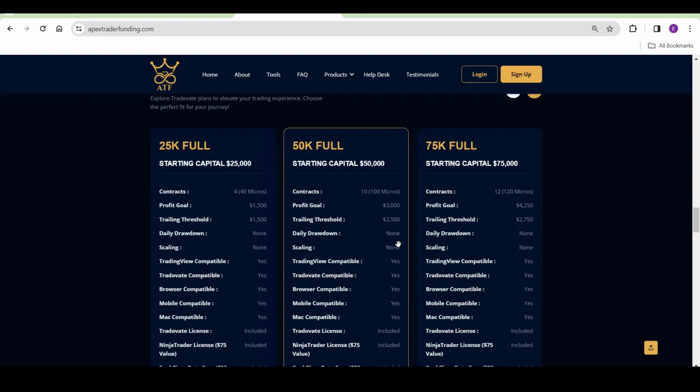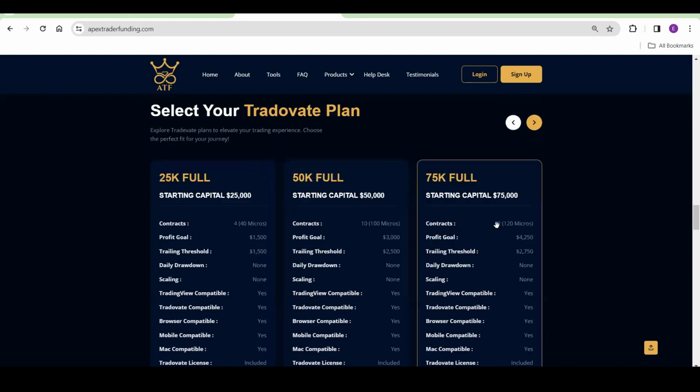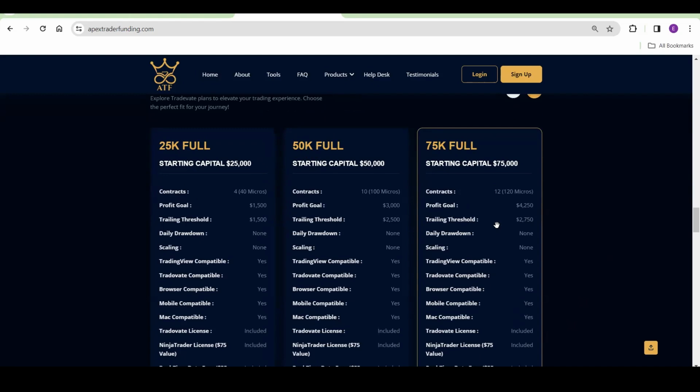Yeah, you need to mark the levels. I used Ninja when I was with, what was that? I was using Ninja with GFF, Global Financial or something like that. I think 3-4 years back I was with Ninja, but Ninja is a little bit difficult. Yes, and also the interface is very complicated compared to Tradovate. So this is good.